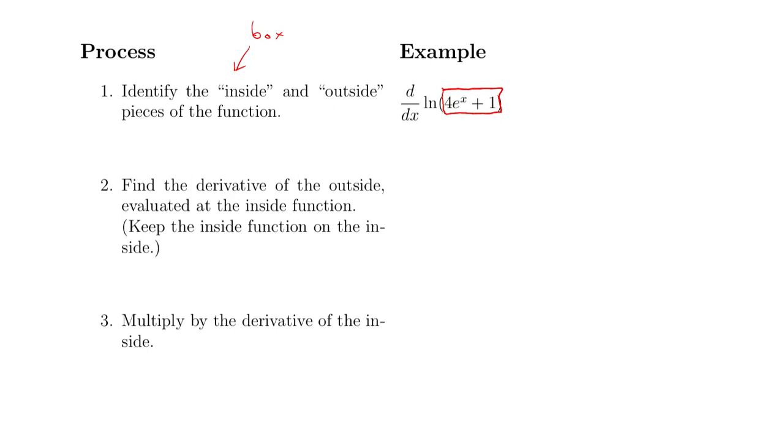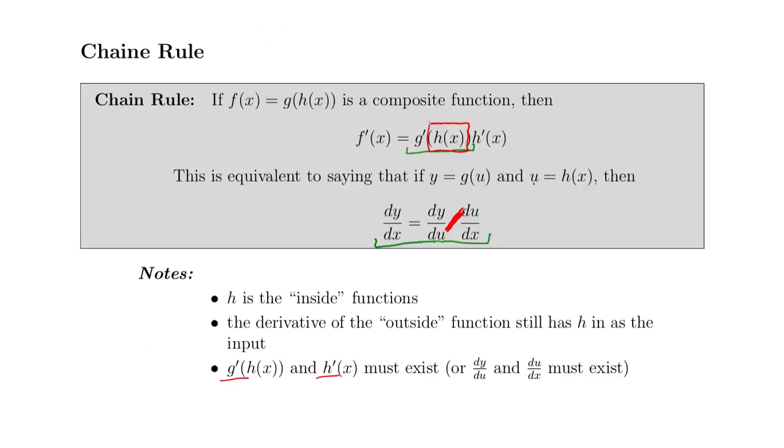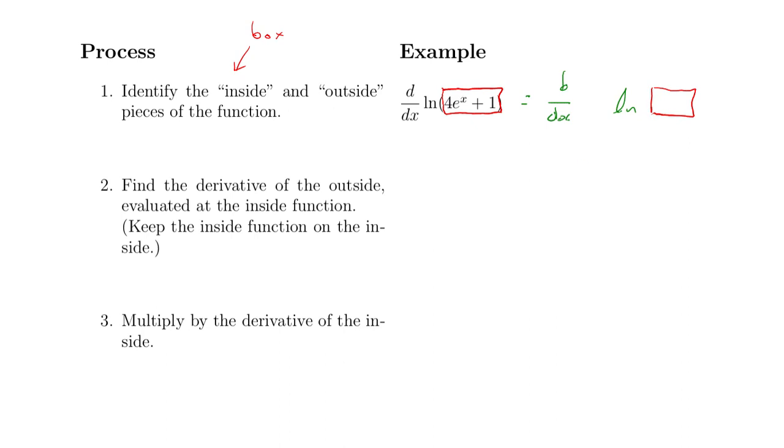What I like to do is I like to just rewrite this with that box empty. So we want to find the derivative of the natural log of the box. What I'm doing is this variable substitution where they say u is equal to h of x. I'm setting that equal to a box at first. The reason I want to do that is because I want to just focus on the outside function first. What I want to do is find the derivative of the outside.